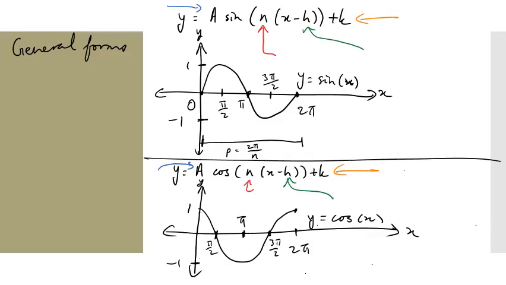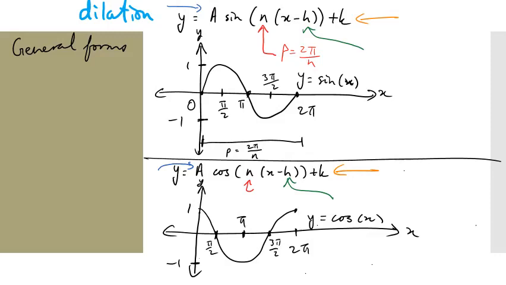Now, general equations, you always have a dilation factor in the front. So this first one here is the dilation. And then n is related to your period. N tells you what the period is. Your period is 2 pi over n.